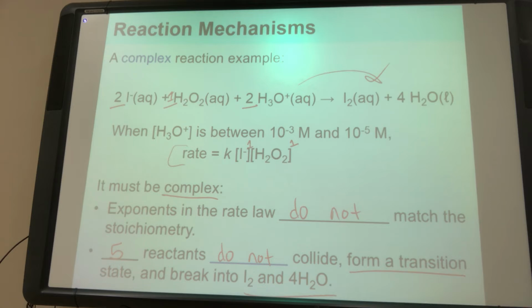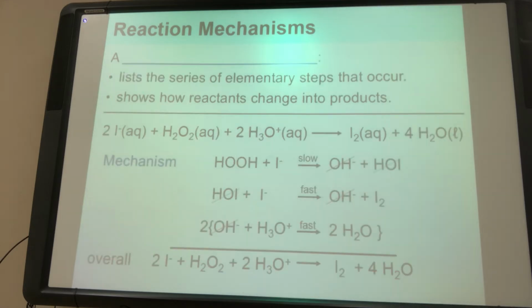You're going to have one thing decomposing, or you're going to have 2 things hitting each other. We're not going to have 5 things hitting each other. So the fact that we have 5 different things here should really be the way we see that this is not going to be nice and pretty and simple. All right, so now we know it's complex, which means it's going to have a bunch of steps. So if it's got a bunch of steps, how do we write that out? How do we look at that?